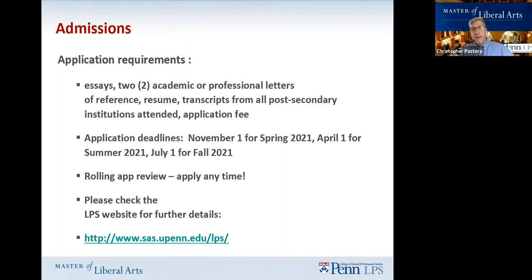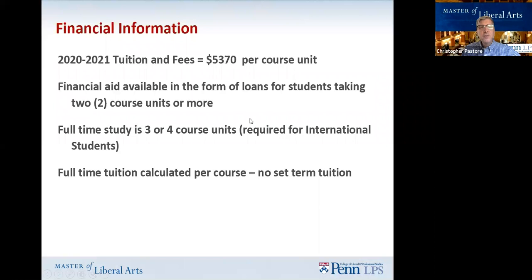www.sas.upenn.edu/LPS, and go to the MLA pages for other questions you have. At present, the tuition and fees for this year have stayed flat versus last year at $53.70 per course unit. We charge per course. So if you do a full-time load of 3 courses, you pay for 3 course units. There's no full-time tuition. If you take 1 course a term, you pay that course unit rate, and then you just add it up and get to 9 course units, and that's about what the cost of the degree is for tuition and fees. There is financial aid available for U.S. citizens in the form of loans that students, if you're taking 2 course units or more in a term, you can apply and be eligible for these loans.